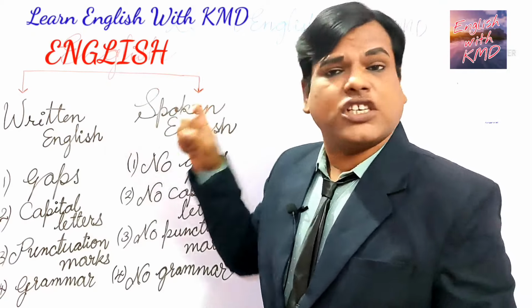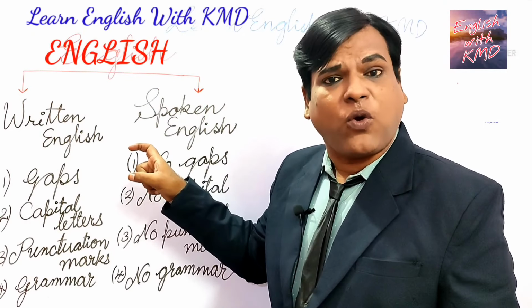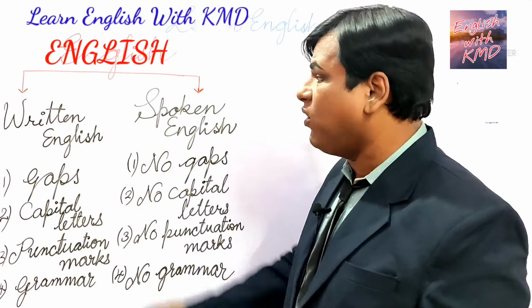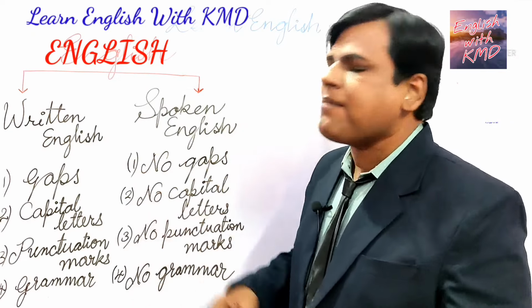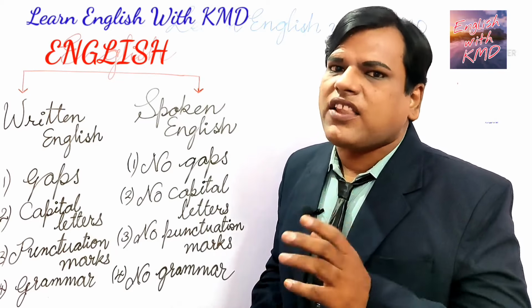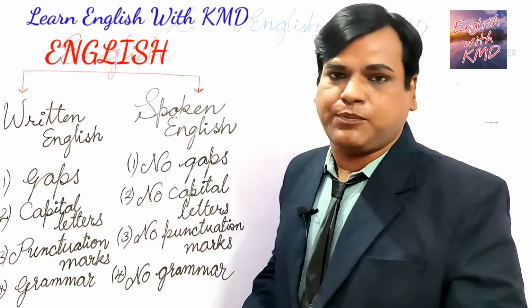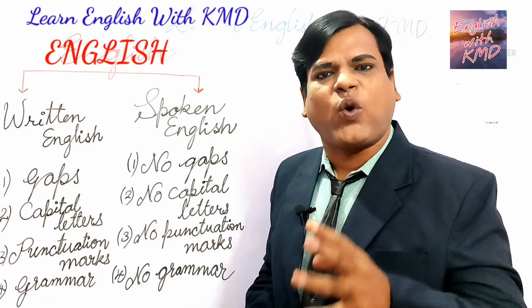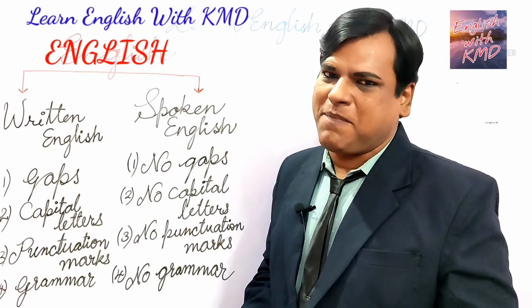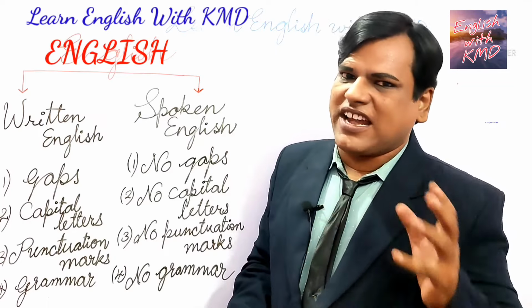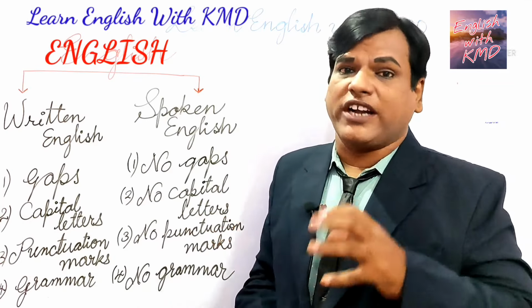Well, English language has got two sides like a 1 rupee coin, as I told you a little while ago: written English and spoken English. Coming to the first difference, well, the first difference is gaps. We find gaps in written English. Yes, you heard me correct. I am talking about gaps. And where do we find gaps? We find gaps in written English.